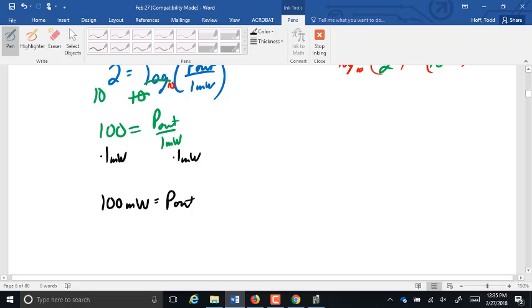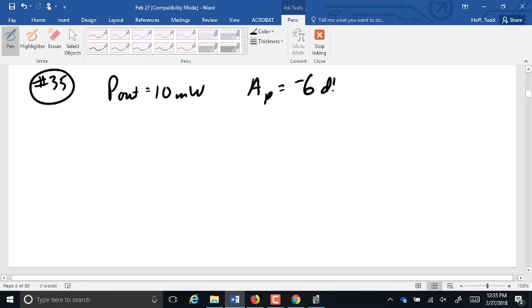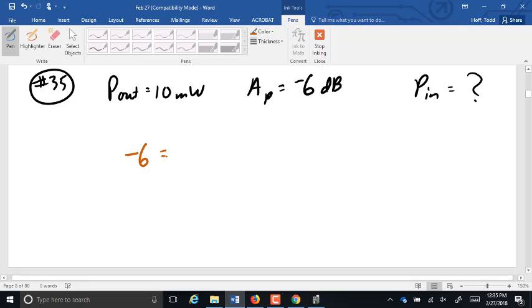So let's take a look at one that's a little bit different. Let's see if they have one that's asking. Here we go. Number 35 is asking for the input. So for number 35, we have the output power is 10 milliwatts. We have a gain, actually it's a loss, a negative 6 dB. So it's a 6 dB loss. We're asked to find the input power now. So we set that up. We've got negative 6, our power gain, or 6 decibel loss, equals 10 times the log of 10 milliwatts over, we're looking for the power input.